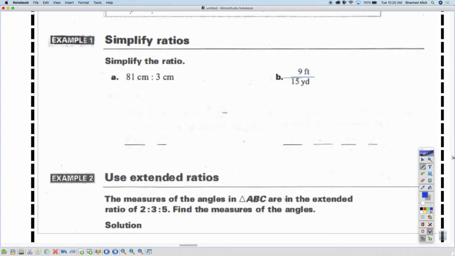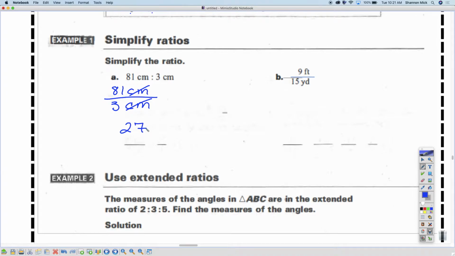So it says simplify the ratios: 81 centimeters to 3 centimeters. So that is written with the colon form, yes? And to simplify it, I need to put it into a fraction. So this would be 81 centimeters over 3 centimeters. So the centimeters and the centimeters reduce, yes? And does 3 go into 81? Yes. How many times? 27. So my answer is 27. Centimeters reduced.